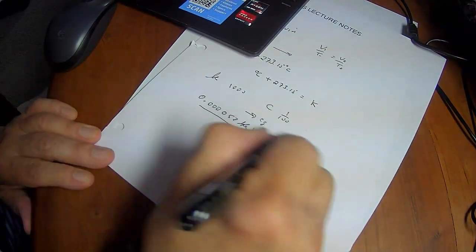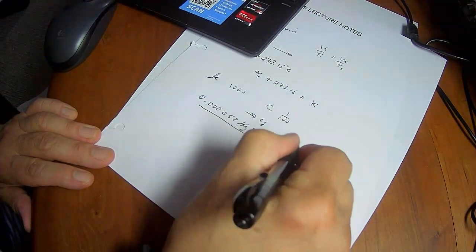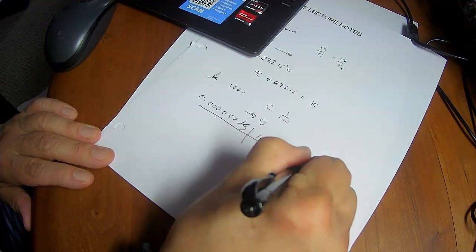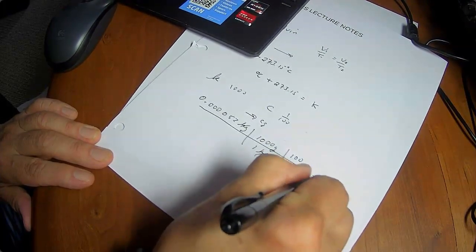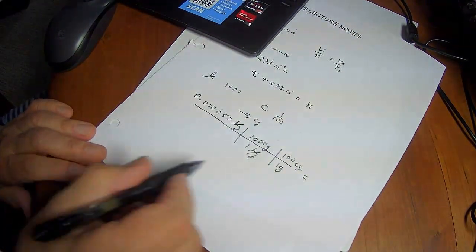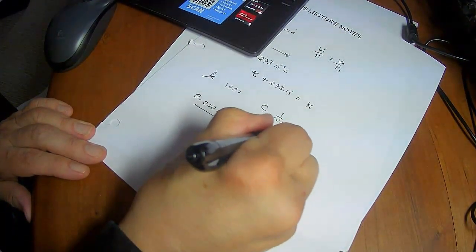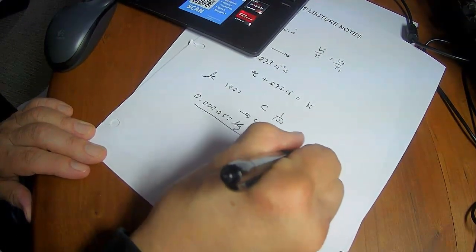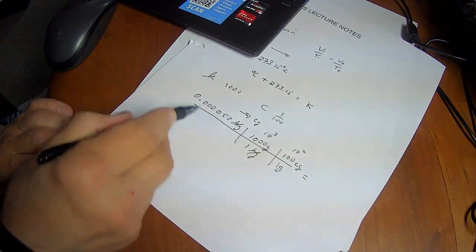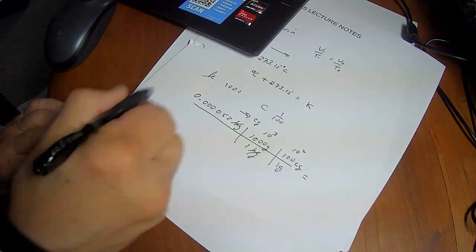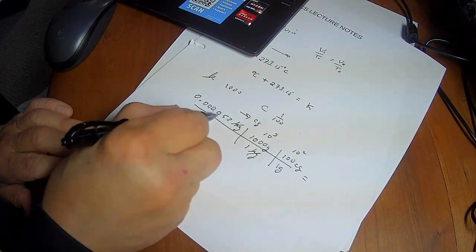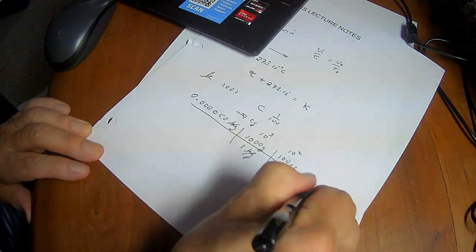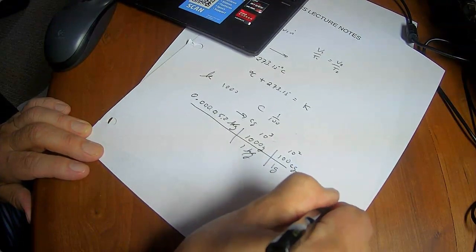But I want to get to centigrams, and I know that there are 100 centigrams in 1 gram. And then we can go ahead and do this. So this is 10 to the 3, and this is 10 to the 2. So I'm multiplying this number here by 10 to the 5. So without a calculator, 1, 2, 3, 4, 5, that's equal to 5.2 centigrams.